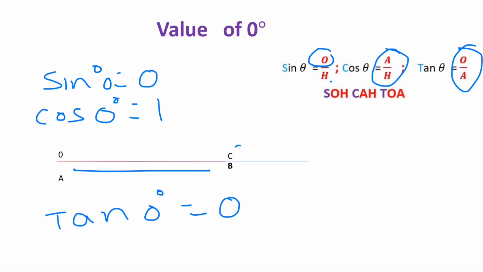Similarly, since sin 0 is 0, the multiplicative inverse, cosecant 0, will be 1 by 0, which is not defined. Cos 0 is 1, so secant 0 will be 1 by 1, that is 1. And tan 0 is 0, so cot 0 will be 1 by 0, which is not defined.